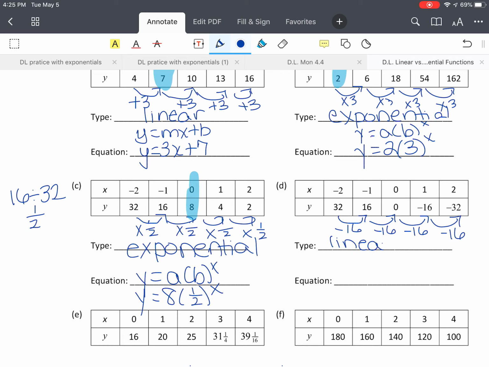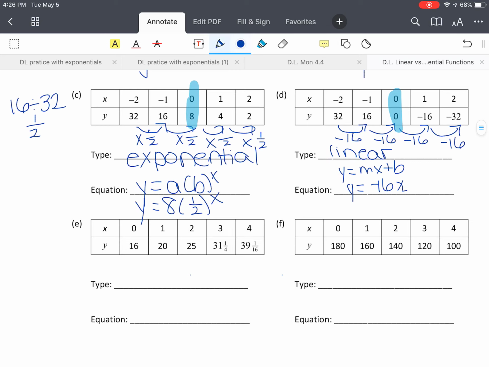So this is linear if I'm adding the same amount every time. So y equals mx plus b. The m is the negative 16. And the b is the y-intercept. So actually it's just plus 0. It's totally fine to leave it like that. We don't usually need the plus 0, so I'm going to erase it. And that's it. Why don't you take a look at E and F, pause, and then come back, and I'm going to go over them. Pause, try it on your own, and come back.